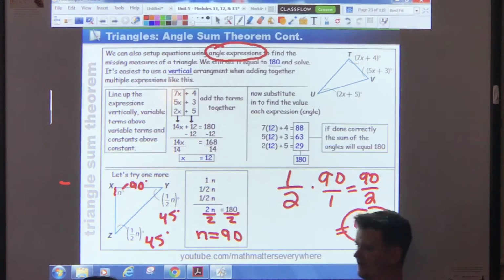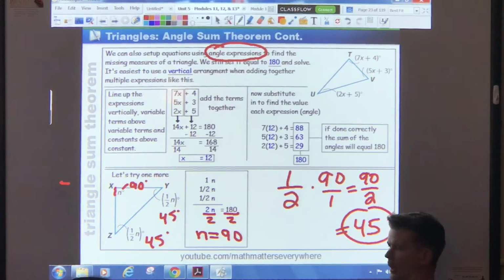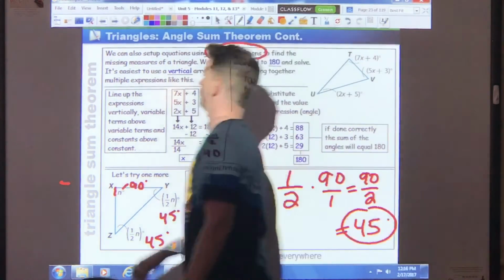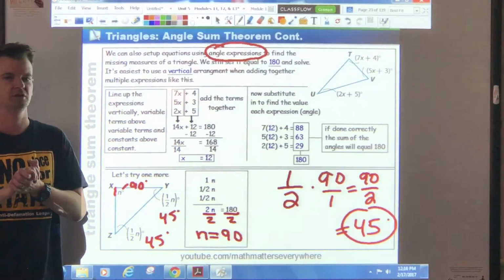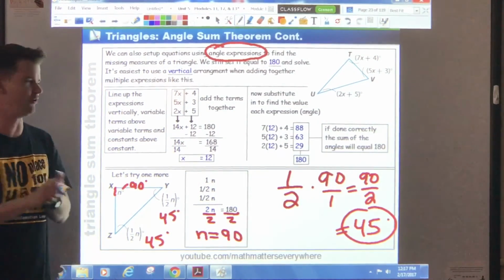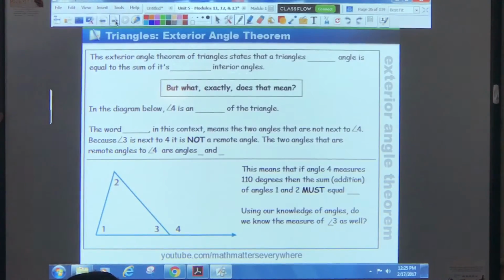Self-check. 45, 45, and 90 equals what? 180. Boom! There it is. That's what I'm talking about. 180. Questions? Any questions? No? Okay.